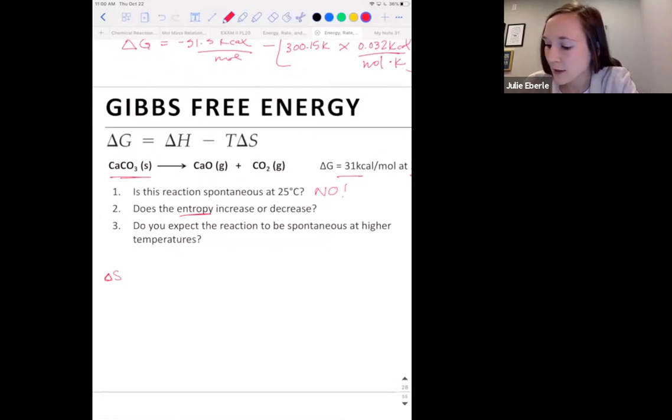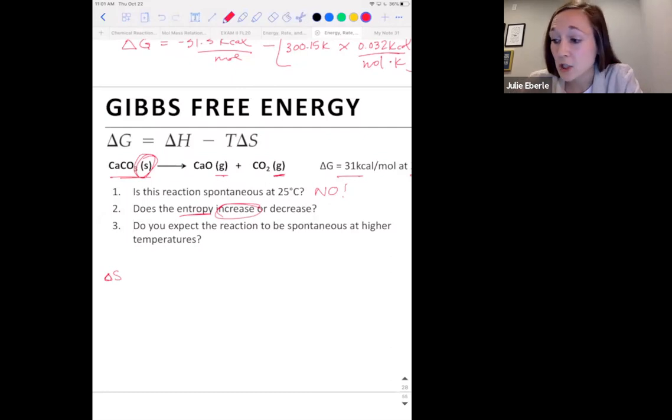Here's what I notice: we have only a solid on our reactant side, and look at the states of matter on the product side. They're all gases. You remember the levels of disorder inherent to these different states of matter? Solids are most ordered, gases are most disordered. So if you have a solid and you're making gases, you are becoming more disordered. So I agree with Jenna, entropy is increasing here.